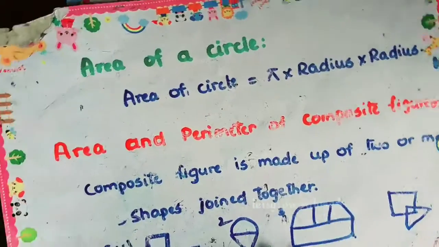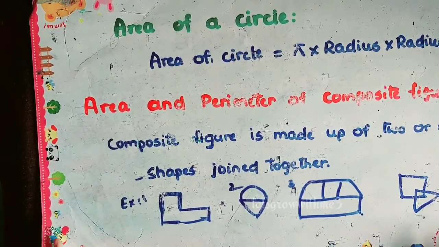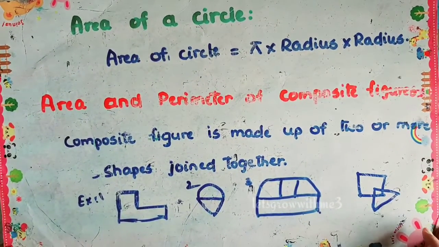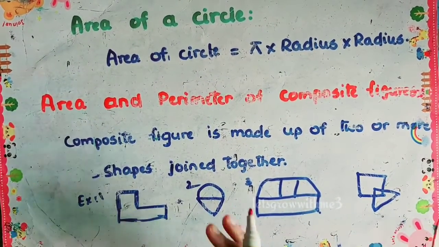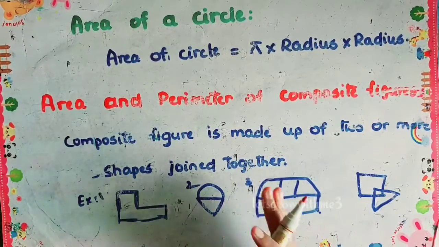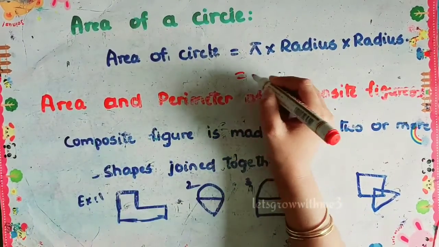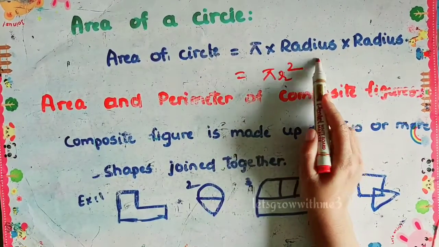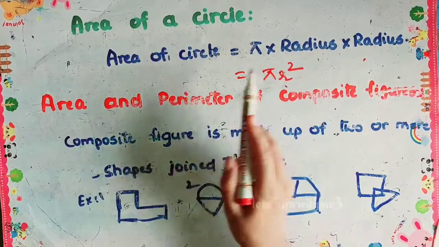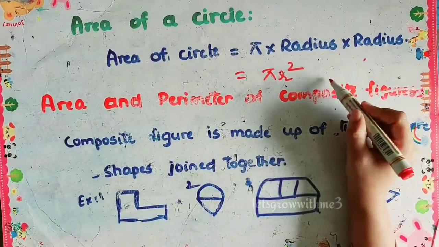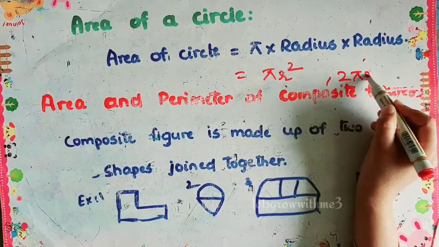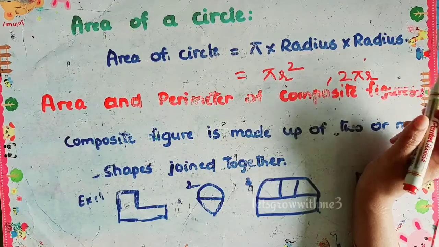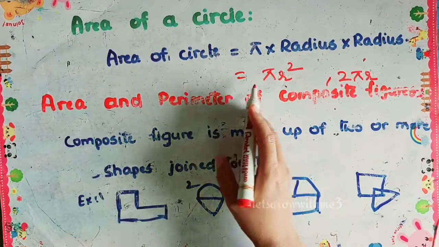Next we will see the formula for the area of a circle. What's the formula for the area of a circle? It is pi r square, meaning pi times radius times radius. So we need to multiply the radius 2 times and then multiply with pi. Then we will get the area of the circle. Once again, the area of a circle is pi r square and the circumference of a circle is 2 pi r. From this we can derive the remaining equations also.